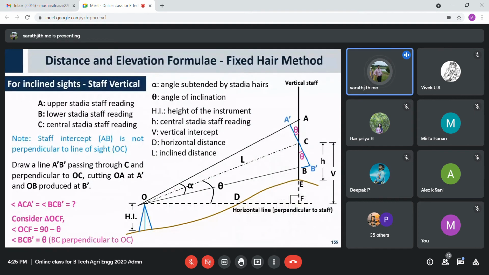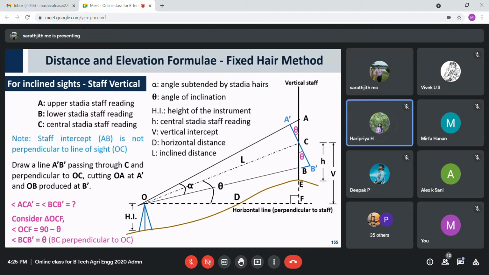Okay. So we have to consider triangle OCF. You consider that triangle OCF. Could you figure it out? In this, what is angle O? Angle O is theta degrees, right? From this to this is theta degrees. So angle O is theta. No issue, right?